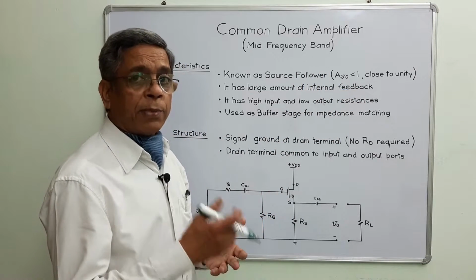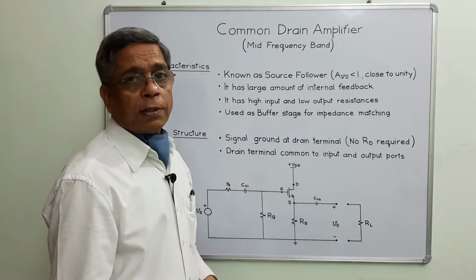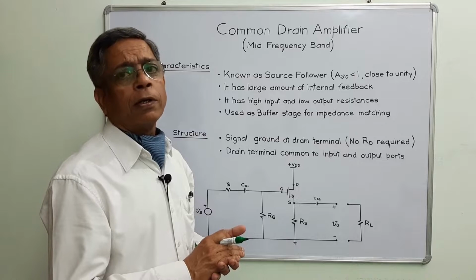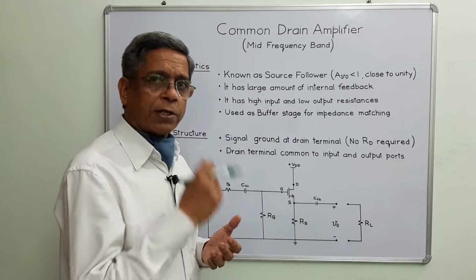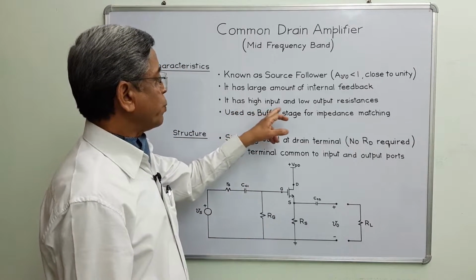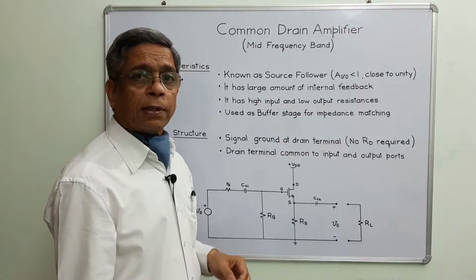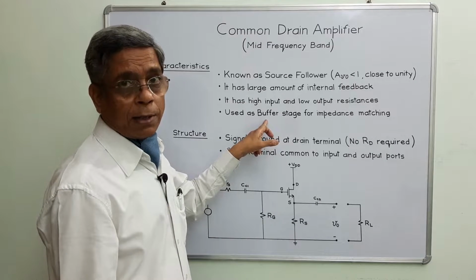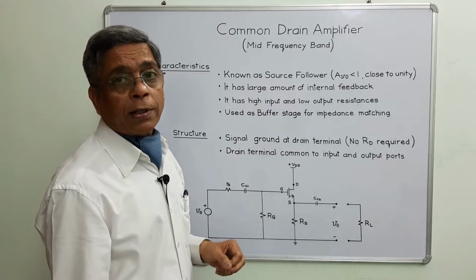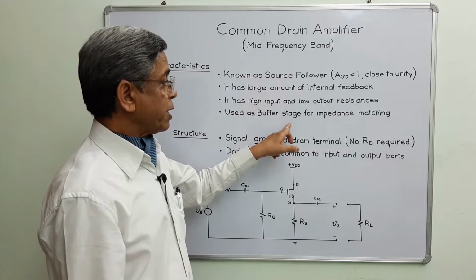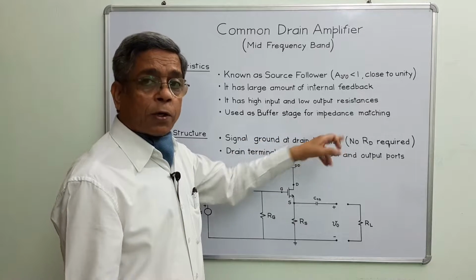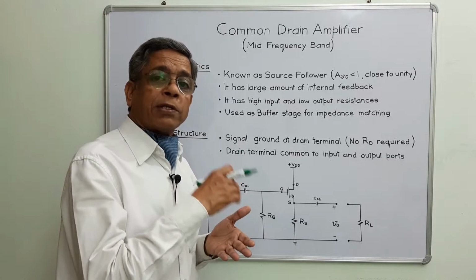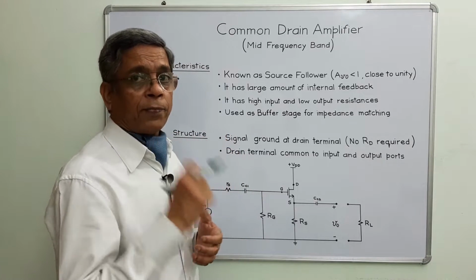In other words, the meaning of source follower is that the source potential is following the gate potential. Third one is it has high input and low output resistances. That's why this stage is used as a buffer stage. Common drain amplifier is used as a buffer stage for impedance matching, to couple high input resistance to low output resistance.